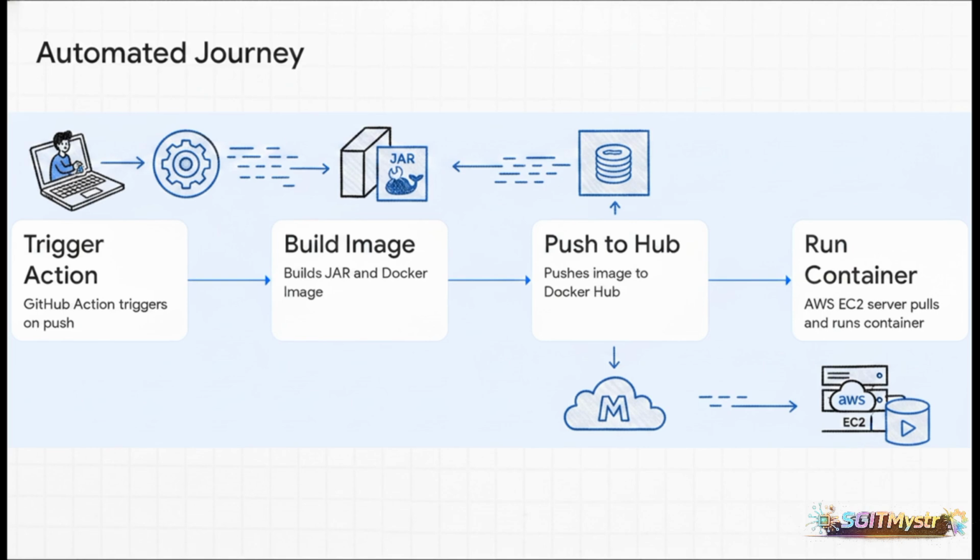Let's move on and see how this builds a complete end-to-end automated journey. First, the developer pushes code, which triggers the GitHub action. Second, the action builds the jar file and packages it into a Docker image. Third, it pushes that image up to a central repository called Docker Hub. And finally, a live AWS EC2 server automatically pulls that image and runs the container. Literally zero human intervention from a developer's laptop to a live cloud server.